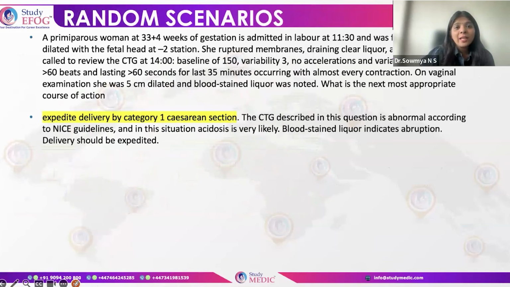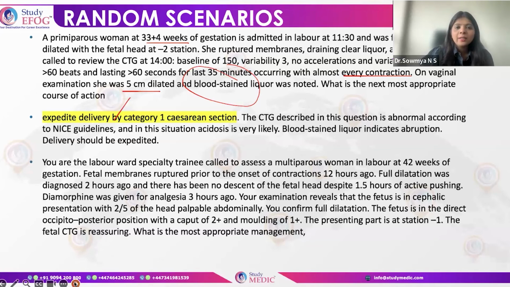And a couple more scenarios. Here you have a preterm lady. The baseline looks okay. Variability is a little reduced, with variable decelerations, and it is repetitive. On vaginal examination she's only 5 centimeters dilated, with blood staining like that. So you're suspecting antepartum hemorrhage in a preterm lady, preterm baby. So obviously you have to expedite the delivery as category 1.